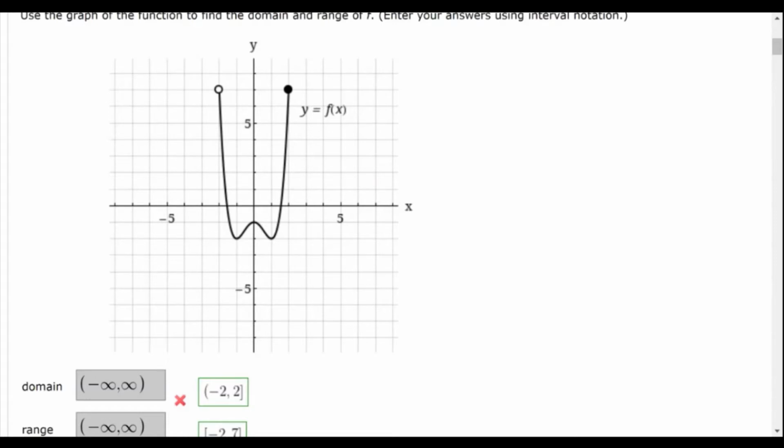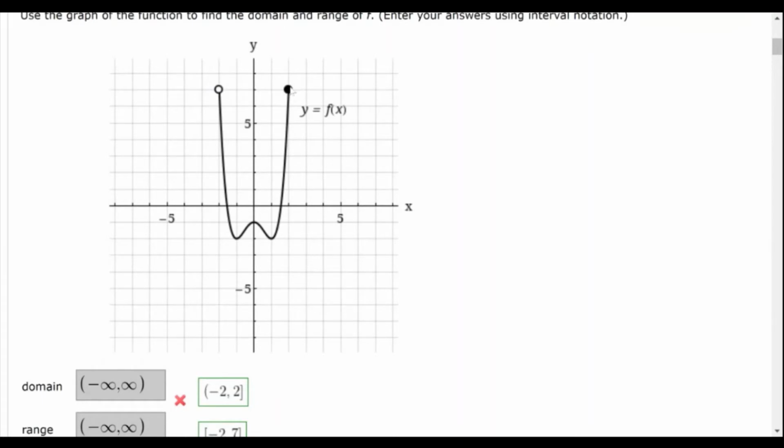All right, range involves the y values. Again, we write interval notation from least to greatest. So we always start with the bottommost y. The bottom of this graph is right here, these 2 points. What y corresponds to the bottom of this graph? Negative 2.